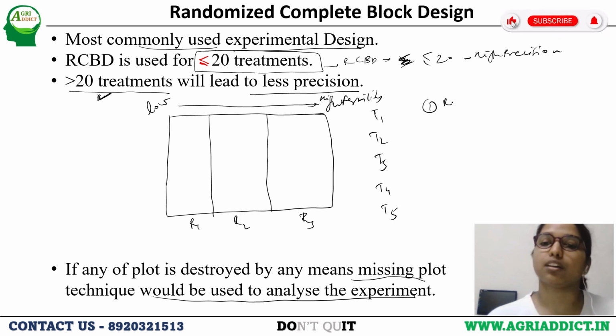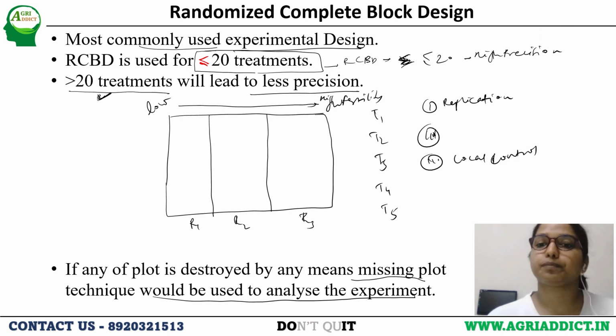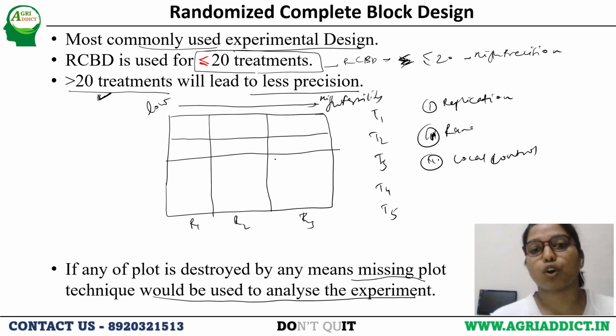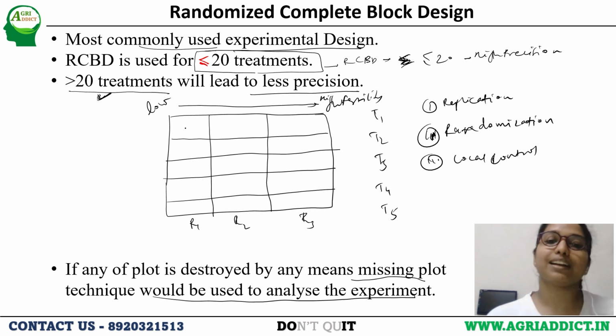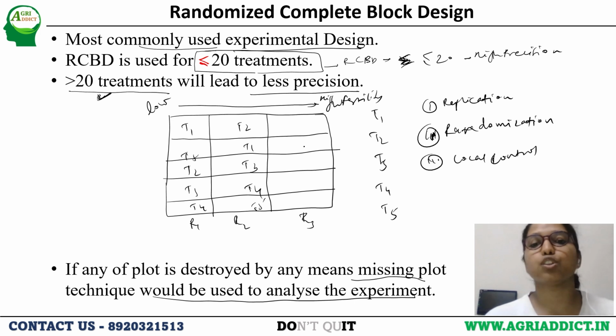The first principle we did was replication. Blocking is the third principle, local control. The second principle is randomization. Now we have 5 treatments, so we make 5 boxes for it. We have to use randomization, so we randomly allocate treatments like T1, T2, T3, T4, T5 in the first block, then in the second, and in the third also we randomly allocate T1, T2, T3, T4, T5. Like this we make the plot.